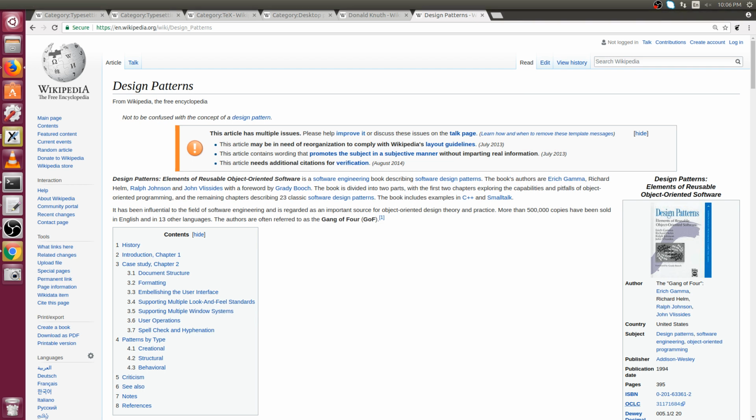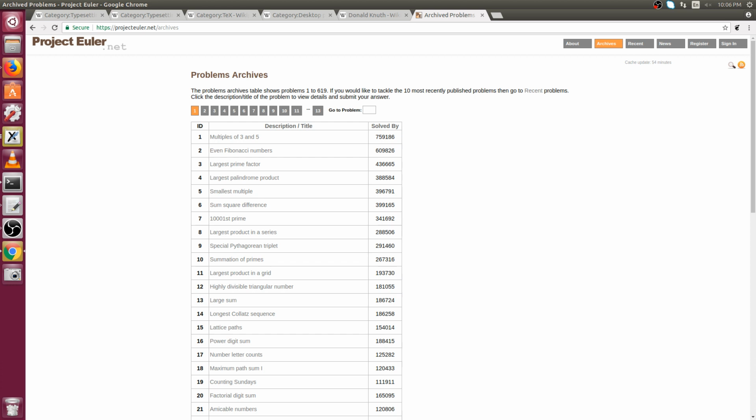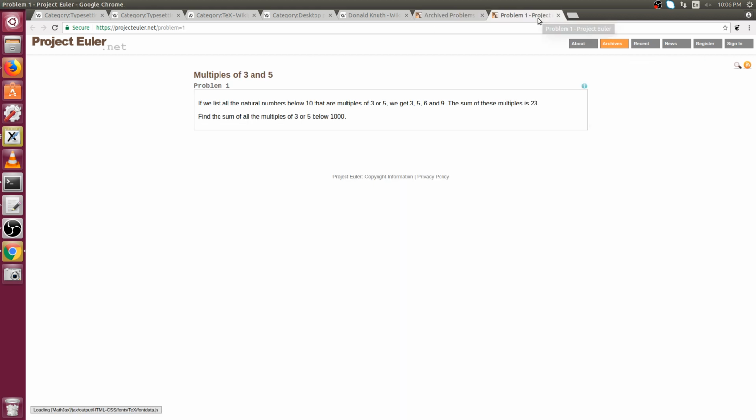projecteuler.com archives. Okay. No, they get harder. Okay. Multiples of 3 and 5. If we list all natural numbers below 10 that are multiples of 3 and 5, we get 3, 5, 6, 9. And the sum of these multiples is 23. Find the sum of all the multiples of 3 or 5 below 1,000.